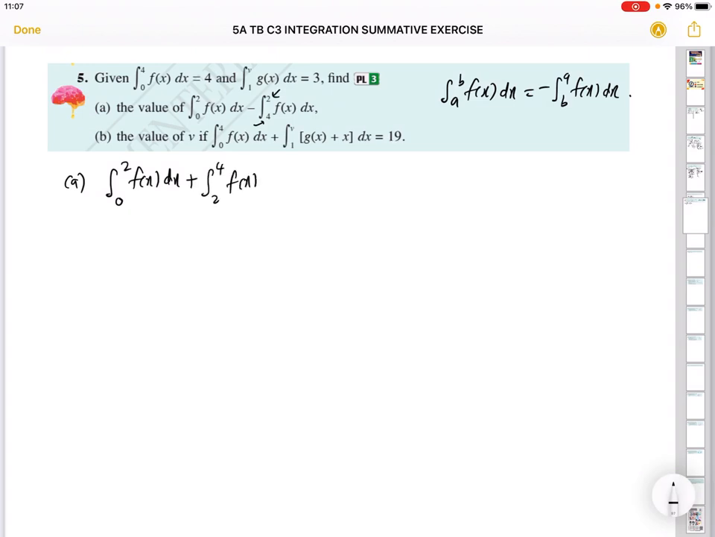Now another formula you need to know about the laws of definite integral is that a to b f(x) dx, when you add b to c f(x) dx, you should get a to c f(x) dx, provided, number one, it must be of the same function.